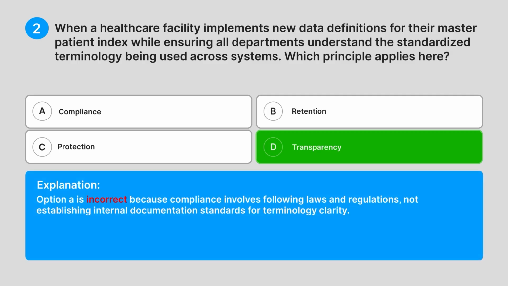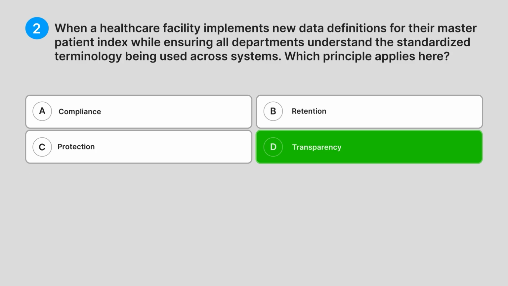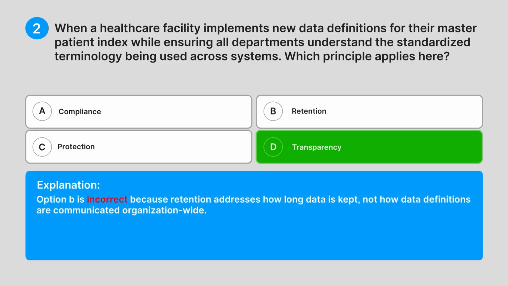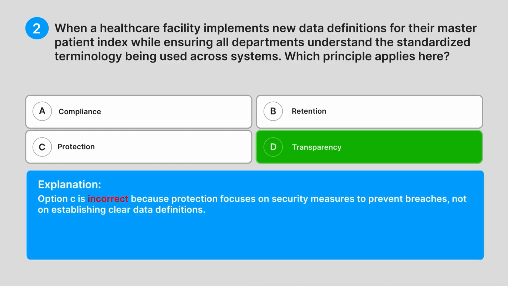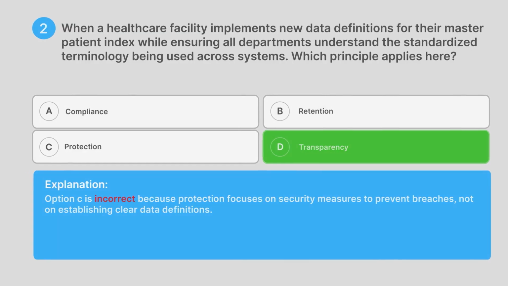Option A is incorrect because compliance involves following laws and regulations, not establishing internal documentation standards for terminology clarity. Option B is incorrect because retention addresses how long data is kept, not how data definitions are communicated organization-wide. Option C is incorrect because protection focuses on security measures to prevent breaches, not on establishing clear data definitions.